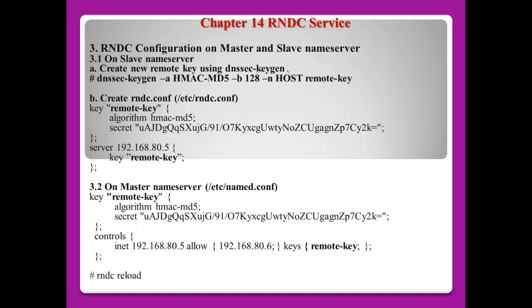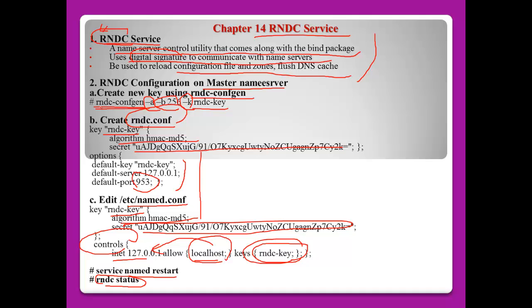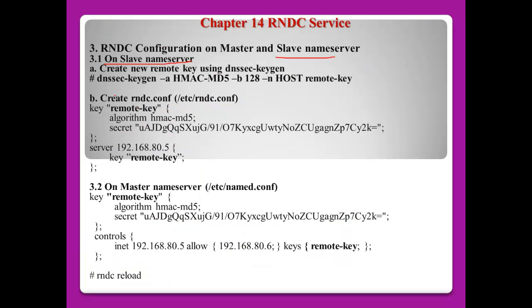Number 3, RNDC configuration on master and slave. So now let's try to configure the RNDC service on master and slave. In my case, first, in the slave name server, we need to create the key before the master and slave. In the previous page, I used rndc-confgen, but here I will use dnssec-keygen. This one is the same, the algorithm, the key block size, the host, and the key name will be, in my case, remote-key.